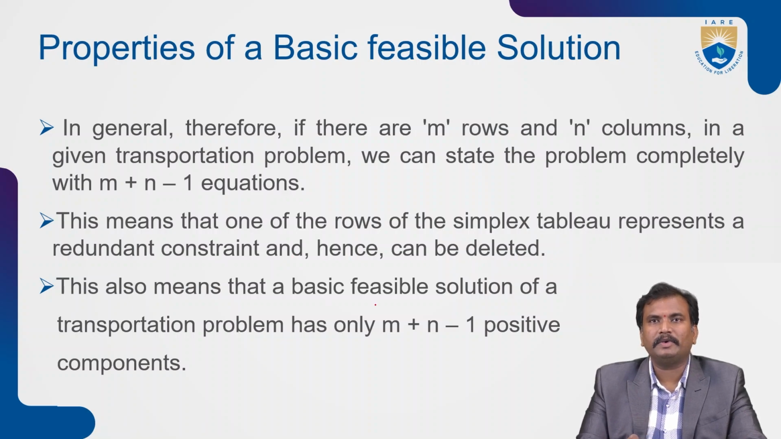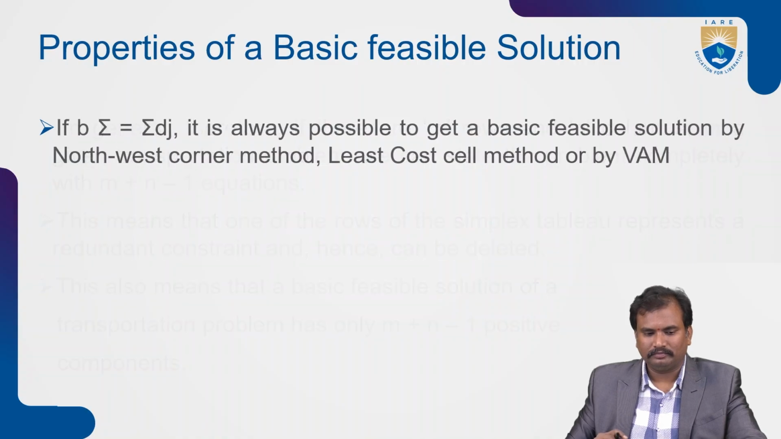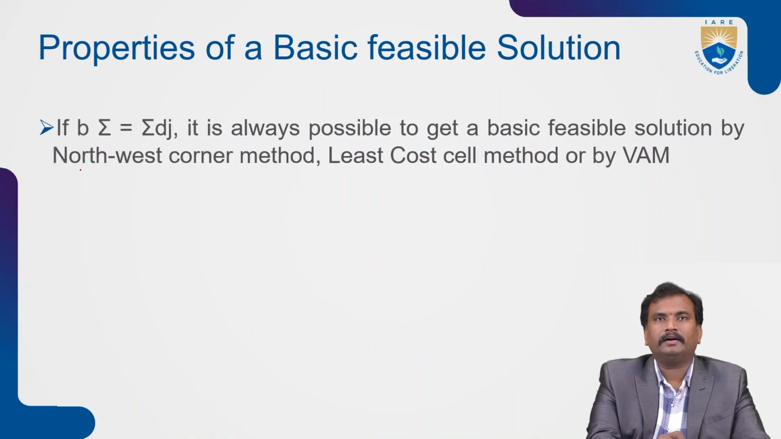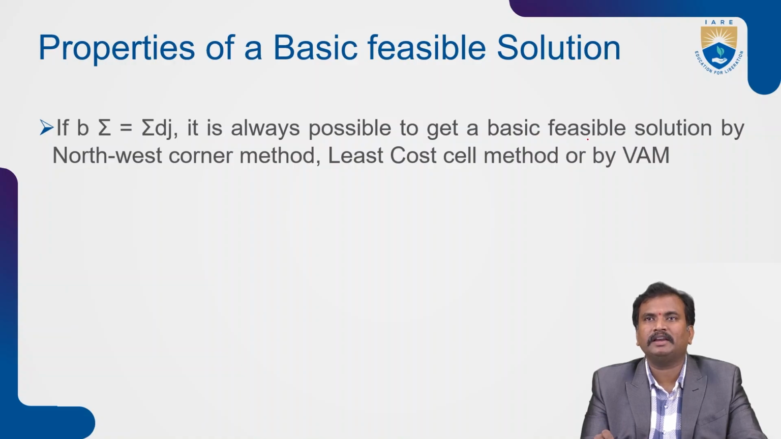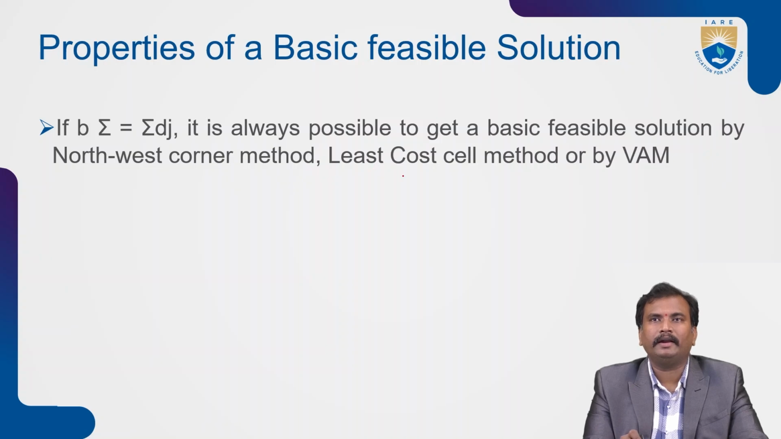This also means a feasible solution of a transportation problem has m plus n minus 1 positive components. And if summation of bi equals summation of dj, it is always possible to get a basic feasible solution by the northwest corner method, the least cost cell method, or Vogel's approximation method, also known as VAM.